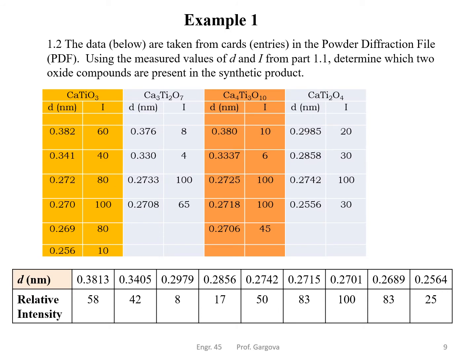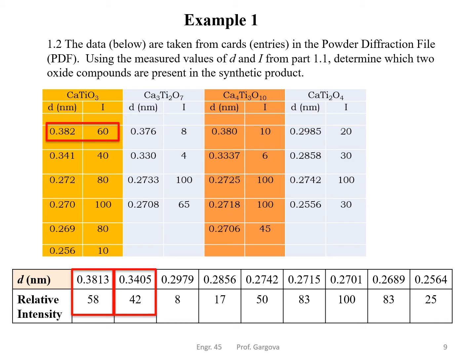And so when we see our spectra, which is the one on the bottom with the different D spacings and the relative intensity, and then compare it to the powder diffraction files, we compare basically one by one, and we see that the D spacing of 0.3813 relatively matches that of CaTiO3. Ours is 58 for relative intensity, and the one for CaTiO3 is 60.